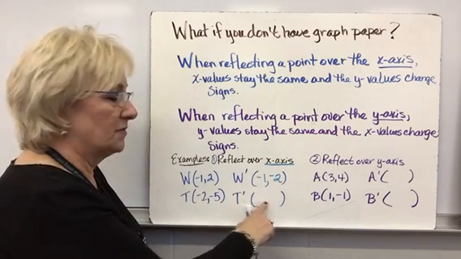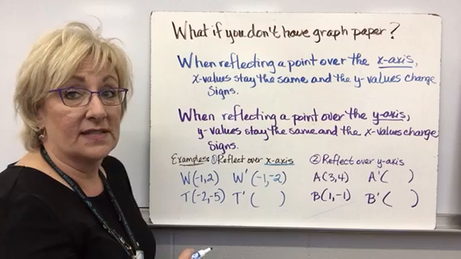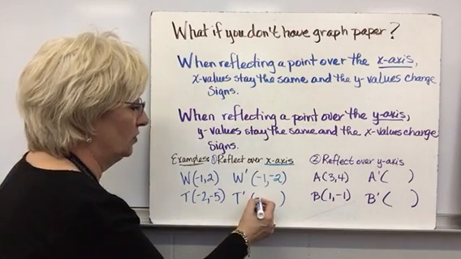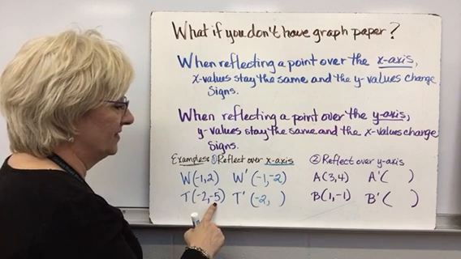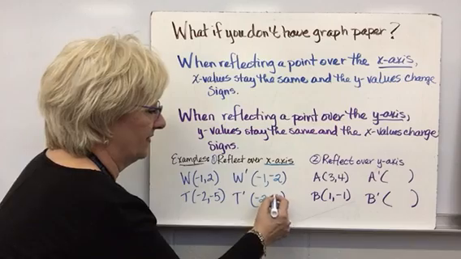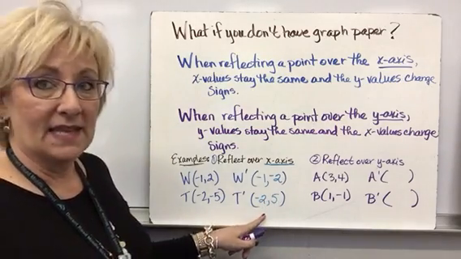I'm going to give you time to write down your new T prime and just see if you get the same answer as I do. I know that I've got -2. It's going to stay the same. This is a -5, so the opposite sign is going to be a +5 this time. All right, hope you got the same thing I did.